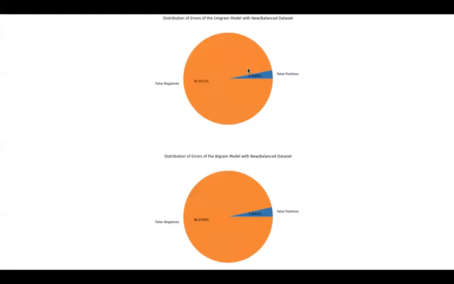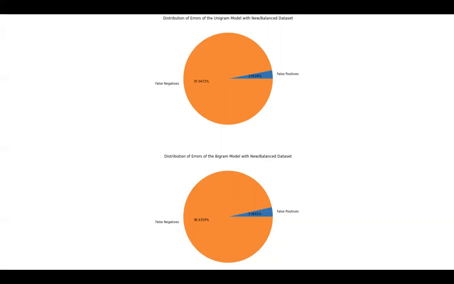And the interesting thing is the distribution of errors for the unigram model with the new data set. It was about 44% to 55% split between positive and negative. False negatives were the overwhelming majority, 97% in the unigram model, which is interesting. A false negative is when something is classified as negative when it is actually positive, right?